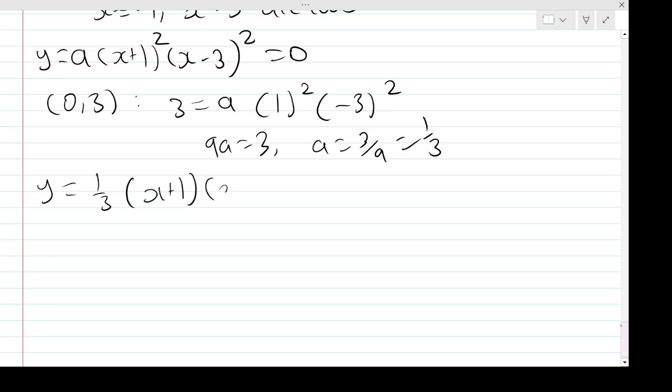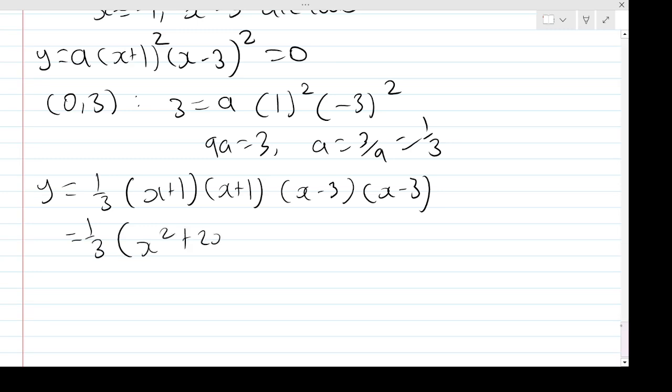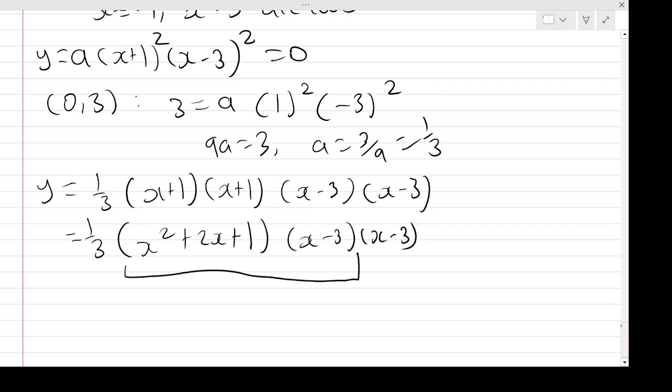Okay, cool. If I substitute that in, I then get y is a third of x plus 1 squared, but that'd be x plus 1 repeated, right? And likewise, x minus 3 squared is x minus 3 times by itself, which allows me to easily expand the brackets. So I have a third of x plus 1 firstly. Let's deal with these double brackets, which should be x squared plus 2x plus 1. Then I have x minus 3, x minus 3. Then I'm going to deal with this bracket and the x minus 3 bracket.